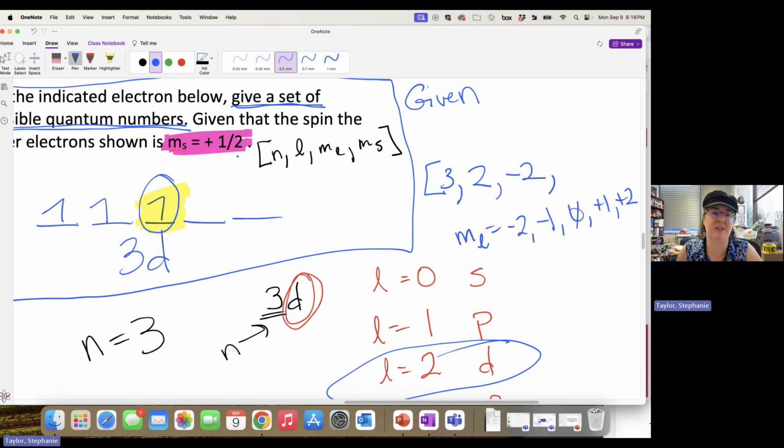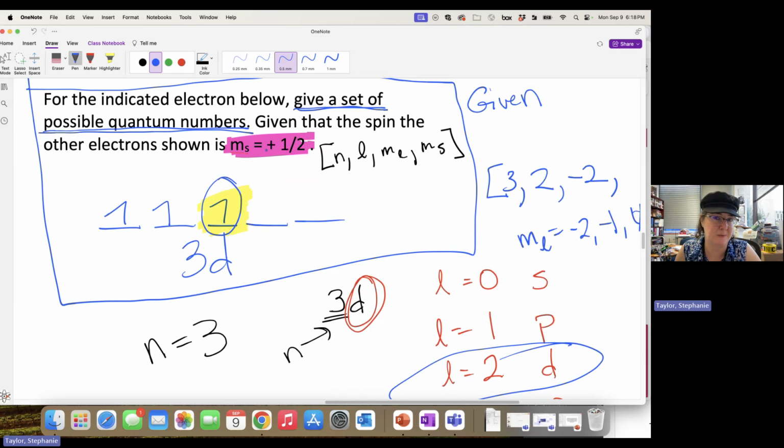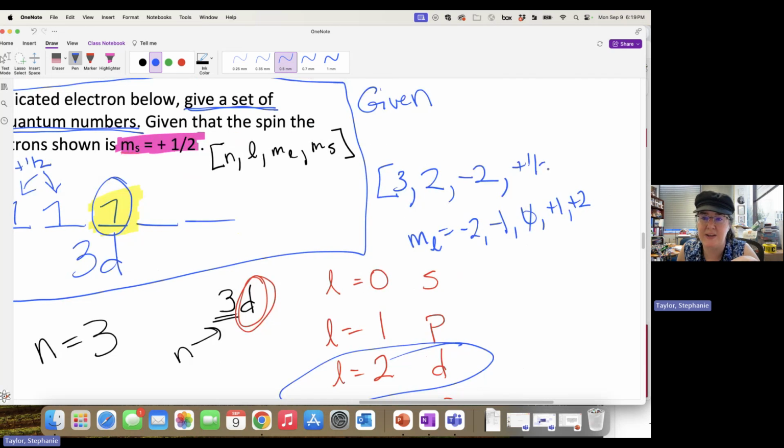So m sub s here, it's told you that the other spins are +1/2, thanks to the fact that these are up arrows and this is an up arrow. Also, we are thinking a little bit about Hund's rule here. We're going to say that this is the same. That is why it says here what it is, because technically it should give you that confirmation of what an up arrow represents. So these two arrows here are +1/2. Since this is also an up arrow, it's also +1/2.